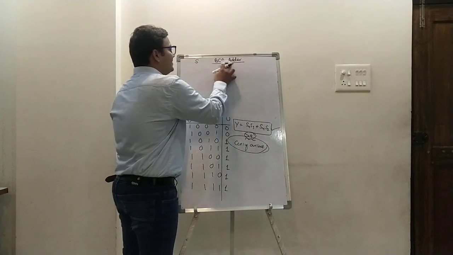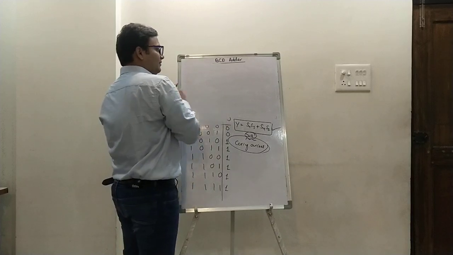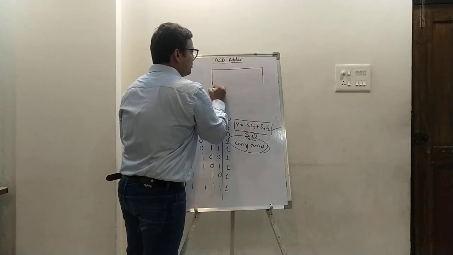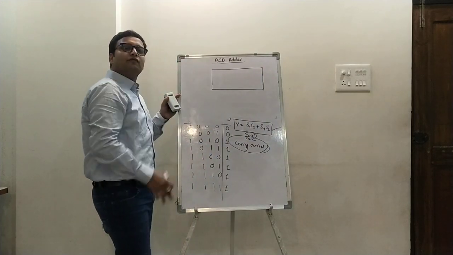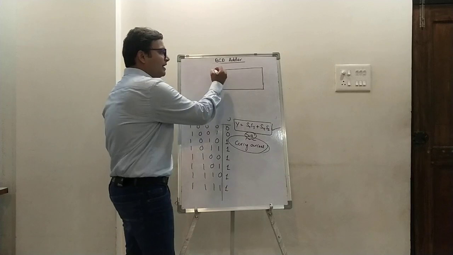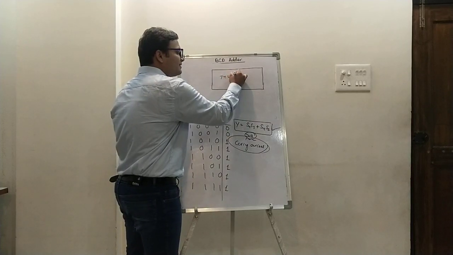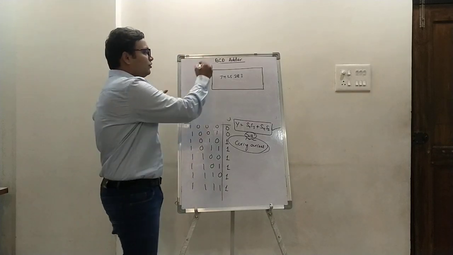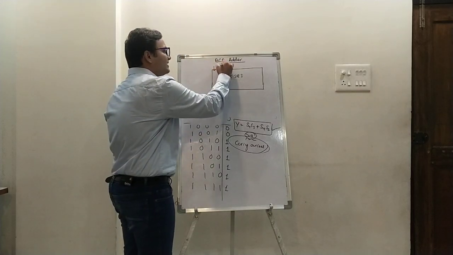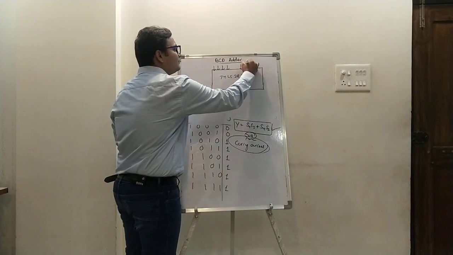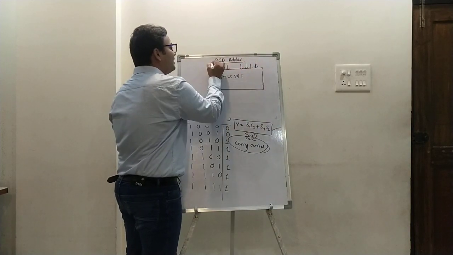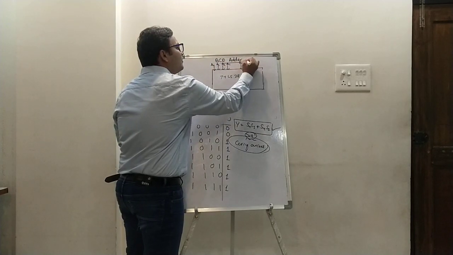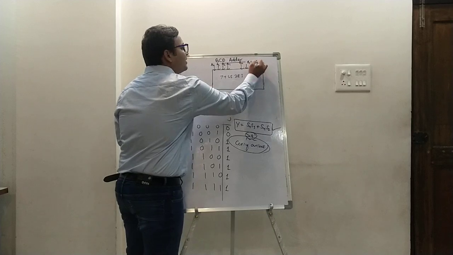So what I told for the BCD addition, in order to add two 4-bit BCD numbers, we will have a 74LS283 IC, which actually performs the addition of two BCD numbers of 4 bits. So let's say A and B are of 4 bits: A4, A3, A2, A1, B4, B3, B2, B1.